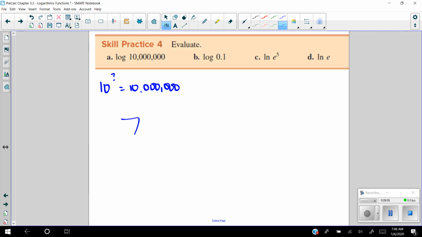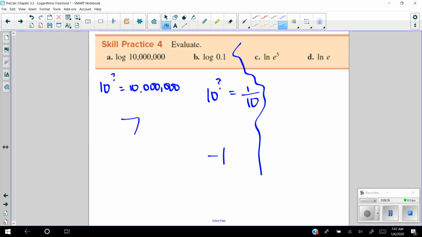Here, this would be log base 10. I'm putting this in exponential form. 10 to what power is 0.1? 0.1 is 1/10, right? That's how you say that number. So 10 to what power is 1/10? Well, 10 to the first power is 10, so 10 to the negative first power is 1/10.